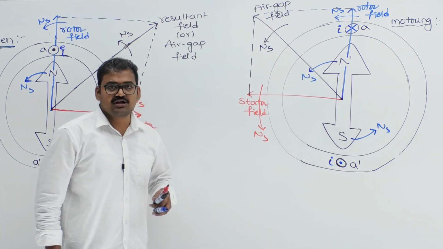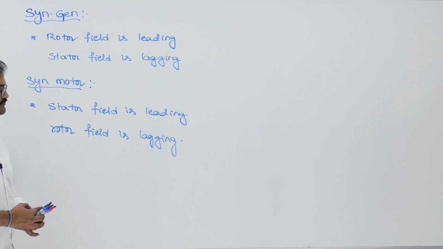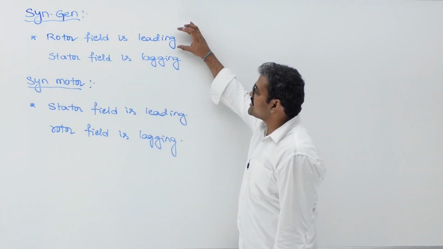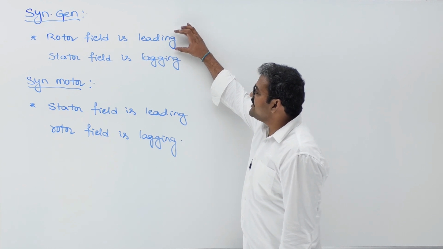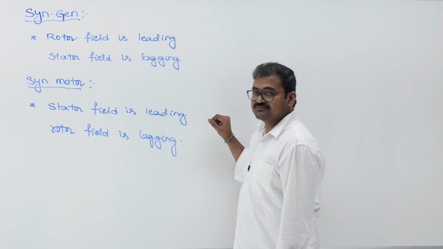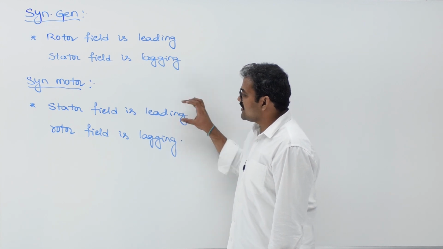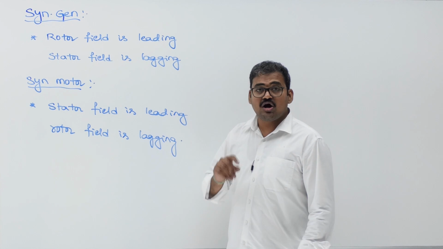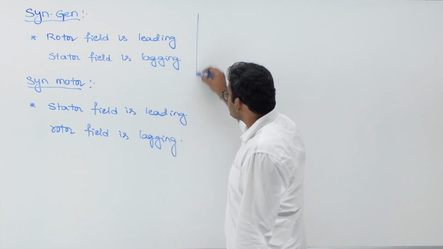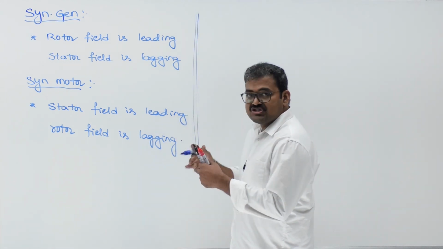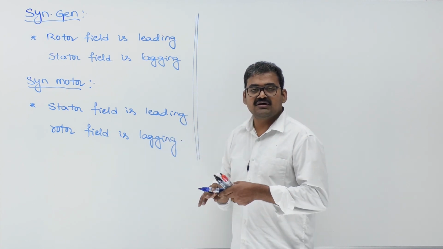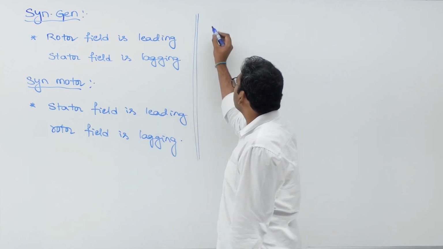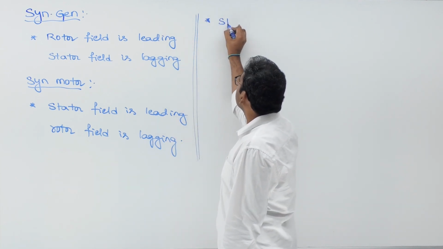Okay, let me write down the statements once. The observations are: in a synchronous generator, the rotor field is leading and the stator field is lagging. In a synchronous motor, the stator field is leading and the rotor field is lagging. But one common point in the entire discussion: what is the speed at which all these fields are rotating? Stator field, rotor field, air gap field, all fields are rotating at synchronous speed.